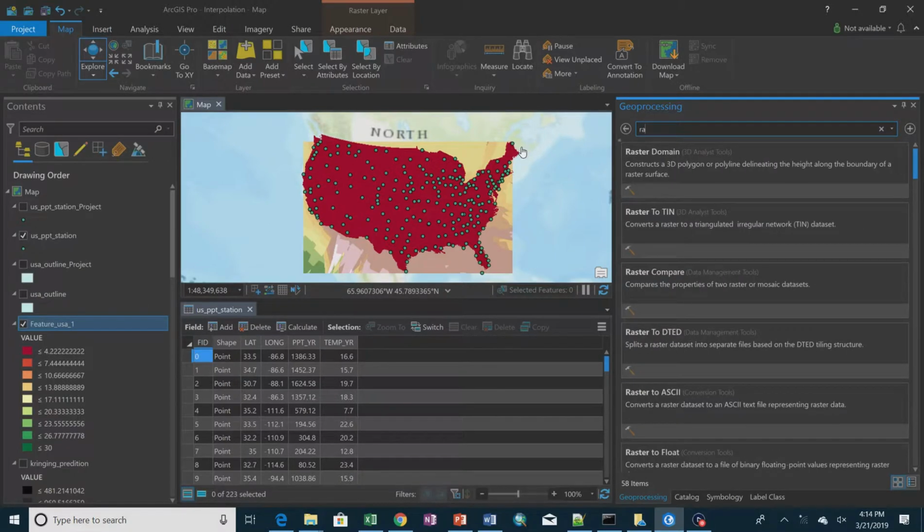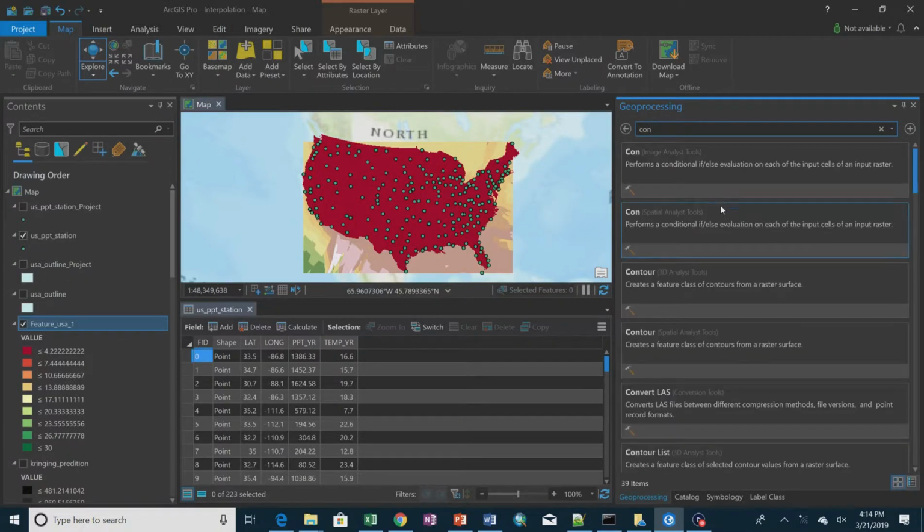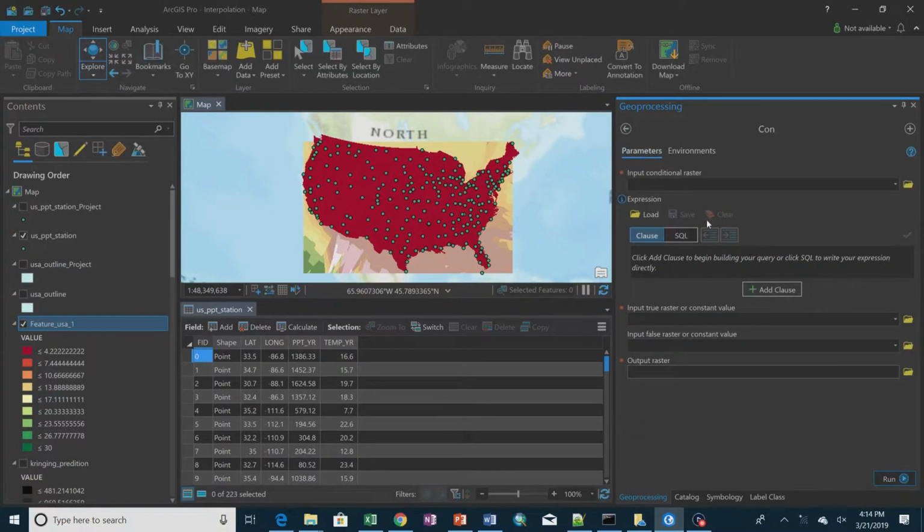But what if I want them to all be 1? Well, I can do that. There's probably a few ways to do that. Probably the easiest way to do it is to just say, if it's true, make it 1. If not, make it false. So now I'm just going to call this USA raster.